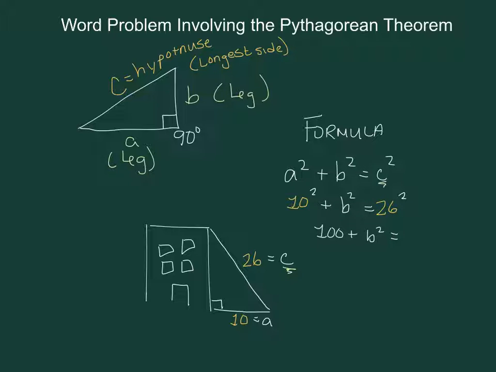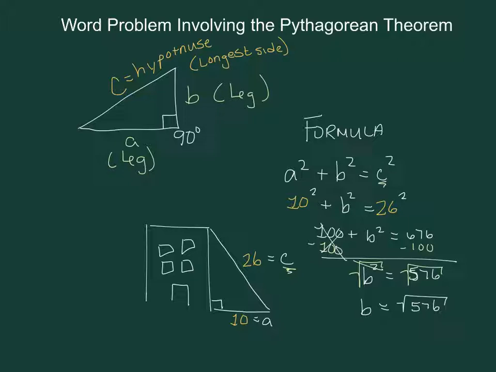And 26 times 26 is equal to 676. Then I'm going to subtract the 100. That's gone. B squared equals 576. And the opposite of a square is a square root. And so those are gone, leaving me with B equaling the square root of 576.